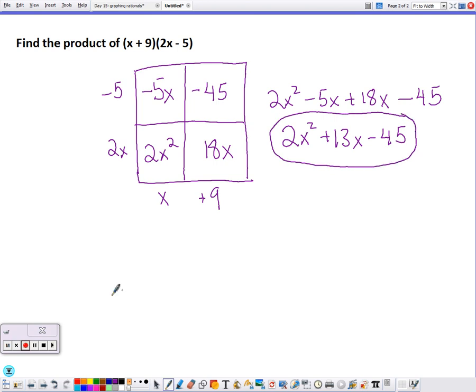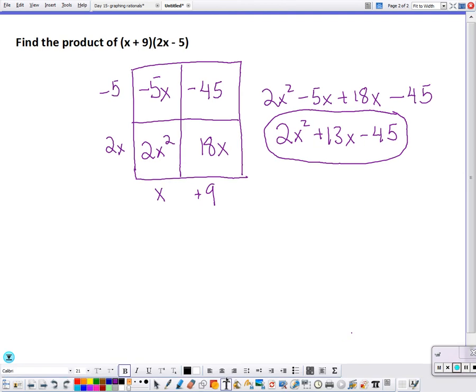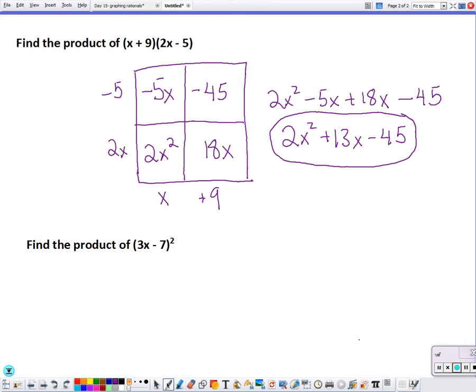Let's do one more multiplication problem before we start factoring. So let's say we wanted to find the product of 3x minus 7 squared. Be a little fancy. Well, the first thing we want to remember is that this is the same as 3x minus 7 times 3x minus 7.